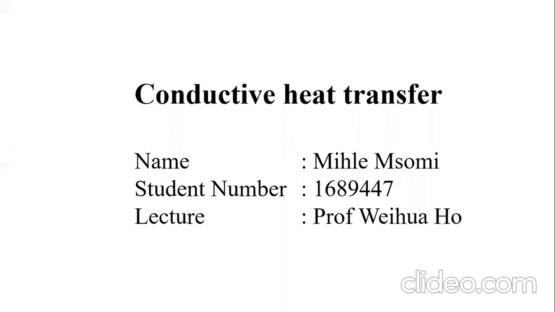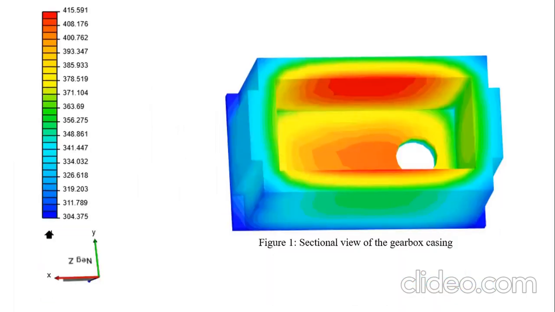My name is Mitham Somi, and I'll be doing results and discussion for the conductive heat transfer part of this project. This is just a temperature profile overview that was obtained from the simulation. The minimum temperature obtained was 304 Kelvin and the maximum 415 Kelvin. The cross-section of the gearbox is also displayed here so that the temperature variation can be clearly seen.